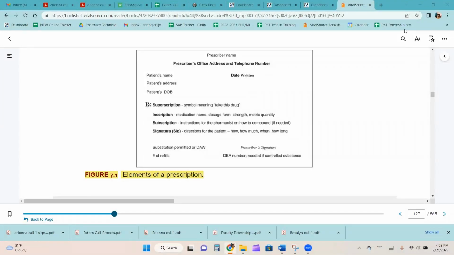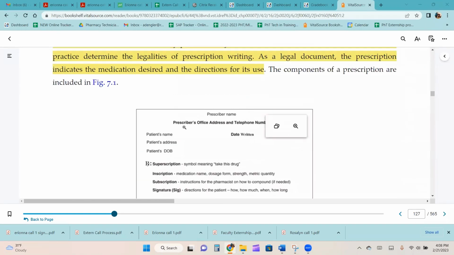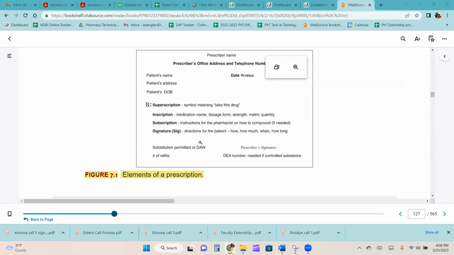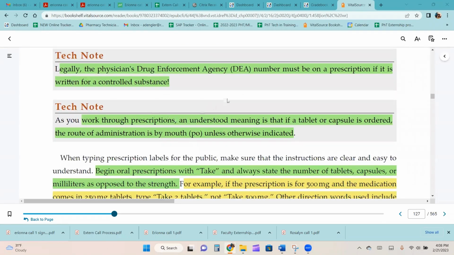The SIG is the directions for the patient: how much, when, and how long to take it, and how. Down here we have the substitution permitted or DAW, the number of refills, and the prescriber's signature. Up here we have the prescriber's office address and telephone number and the date written. Legally, the physician's DEA number must be on a prescription if it is written for a controlled substance.